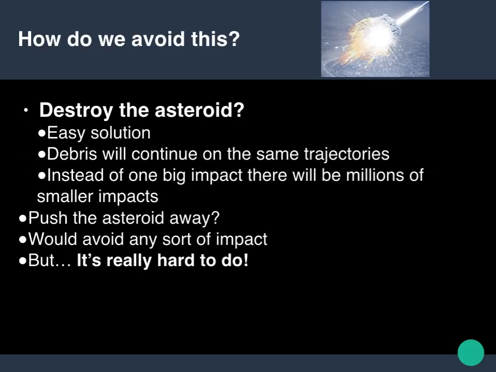So the better option is to sort of push the asteroid away. So this would avoid any sort of impact at all, which is great. That's what we want to try and aim for. But the problem is it's really, really hard to do, because how do you actually push an asteroid out of the way? And that's the big issue. And we're also not very good at finding that perfect spot to push it.